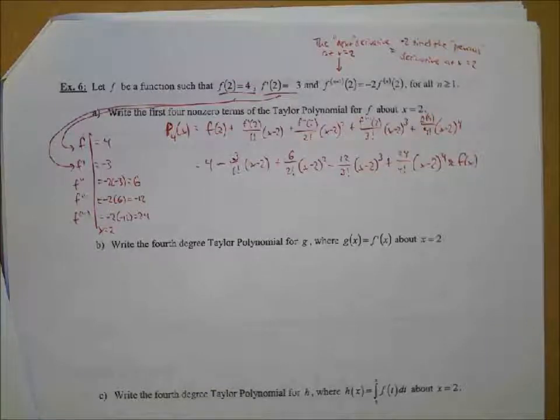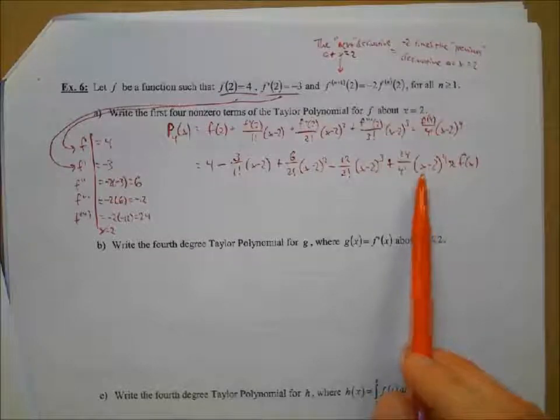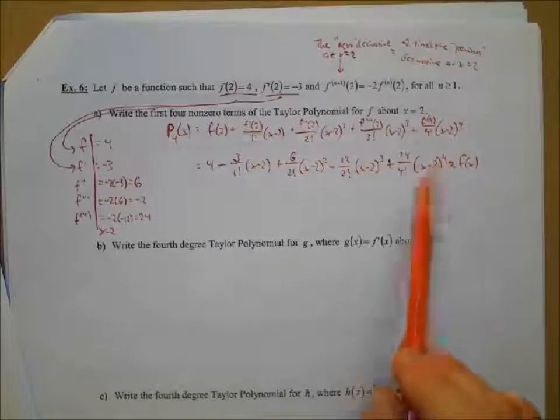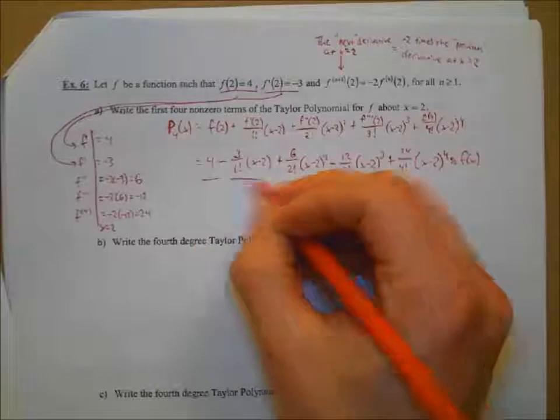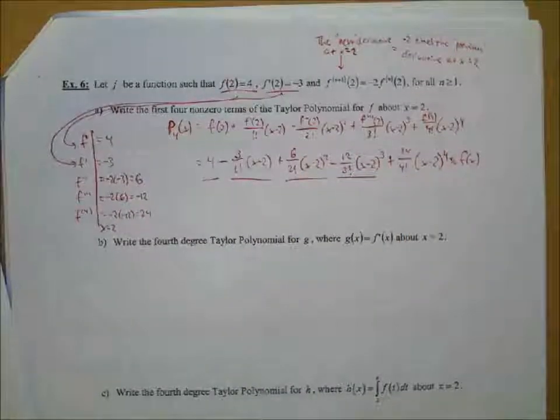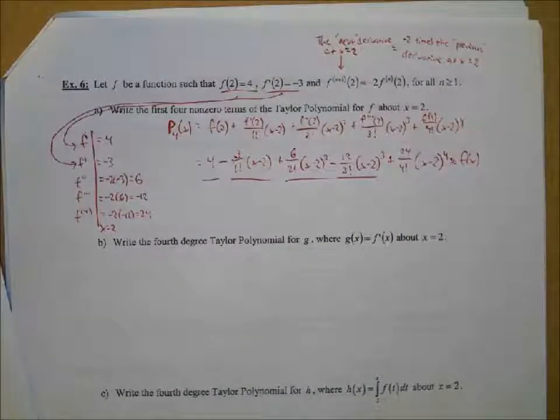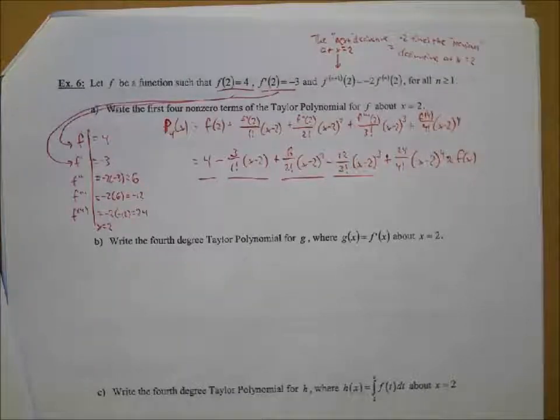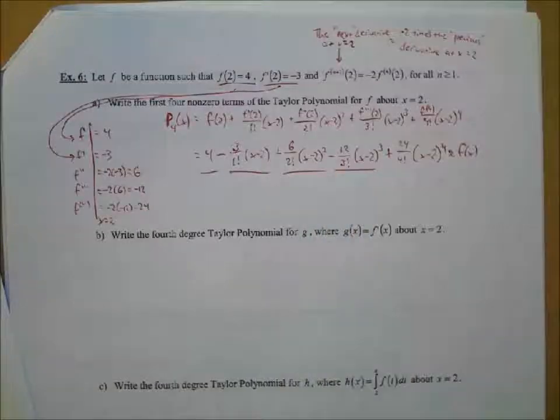Although now that I'm thinking about it, if we wanted the first 4 non-zero terms, we probably didn't need this last one, because there would be your 1, 2, 3, and 4 terms right there. That's interesting. I'll leave it the way it is right now, but I believe, again, first 4 non-zero terms, it should just be these. I'll ask about that one.